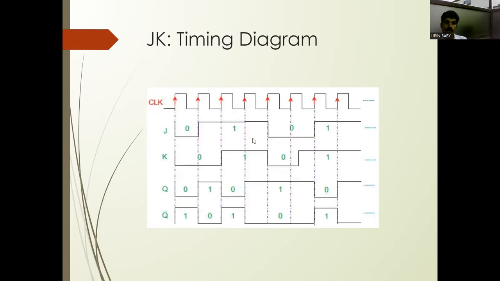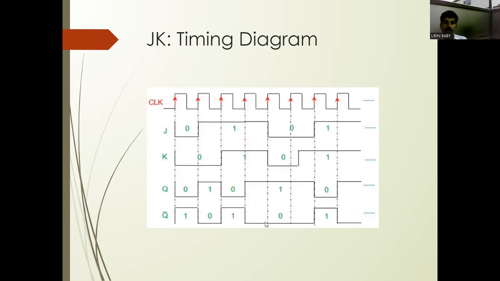At the next clock pulse, again you can see that inputs are 1, 1. That means again it's a toggle condition. So that means the complement of the previous value. This is the clock pulse. The previous value is 0, so the output becomes 0. For the Q complement, 1 is the previous value.